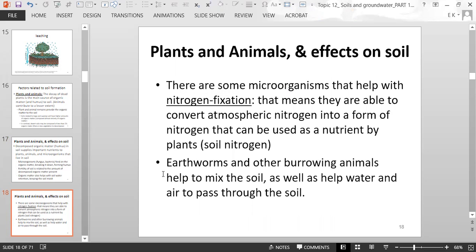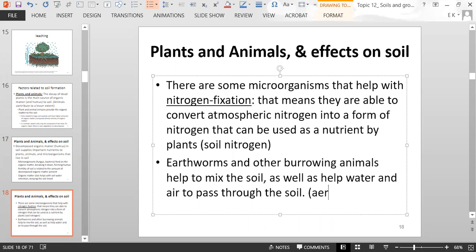Earthworms and other burrowing animals help to mix the soil, as well as help water and air to pass through the soil. So they aerate the soil. We can add that word as well. Okay, when the earthworms travel through the soil, they are mixing it and it aerates the soil, which is helpful for plants.